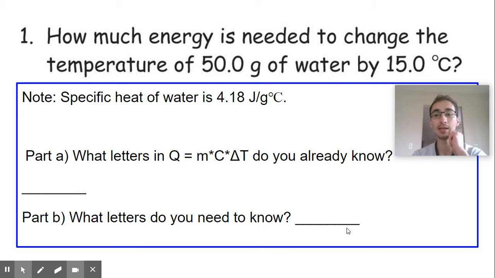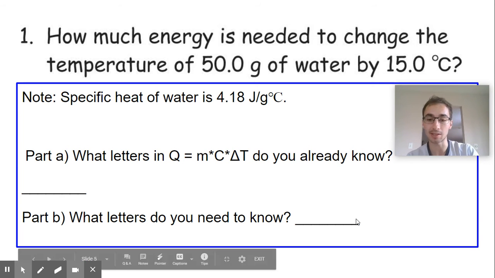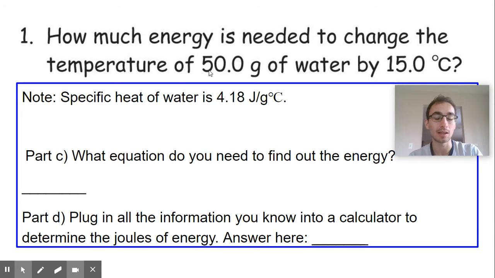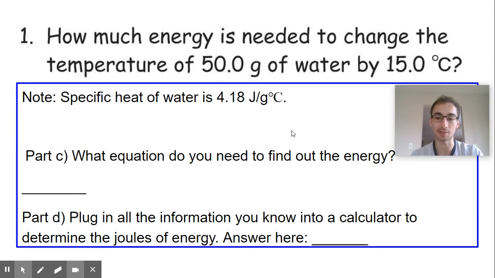If you noticed, I'm asking you how much energy is needed. That should be an indication that Q is the answer for part B, because you need to know how much energy. So if you look at the question, I give you 50 grams for mass, and 15 degrees for delta T, and I also give you the specific heat for water, which is 4.18. So now you should be ready to do part C.